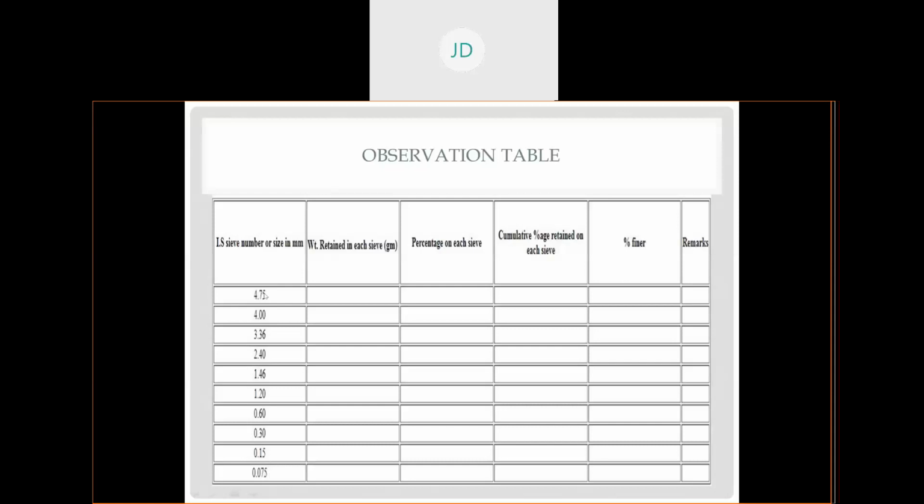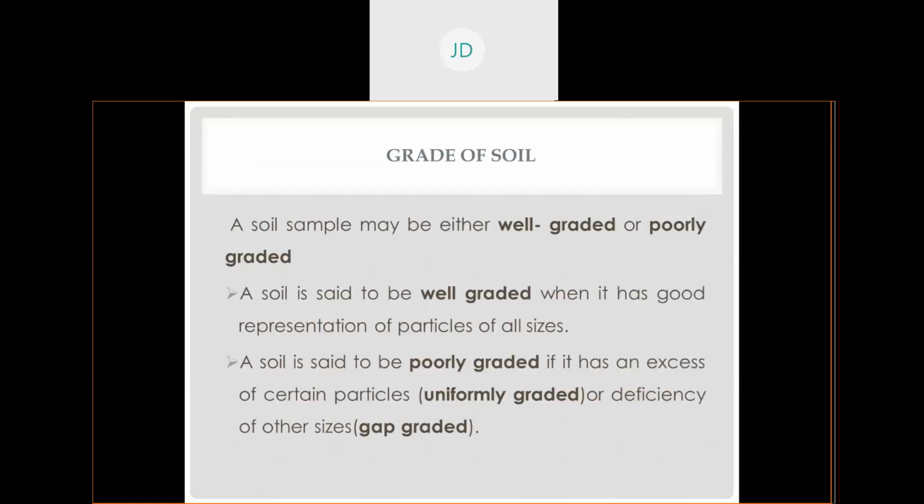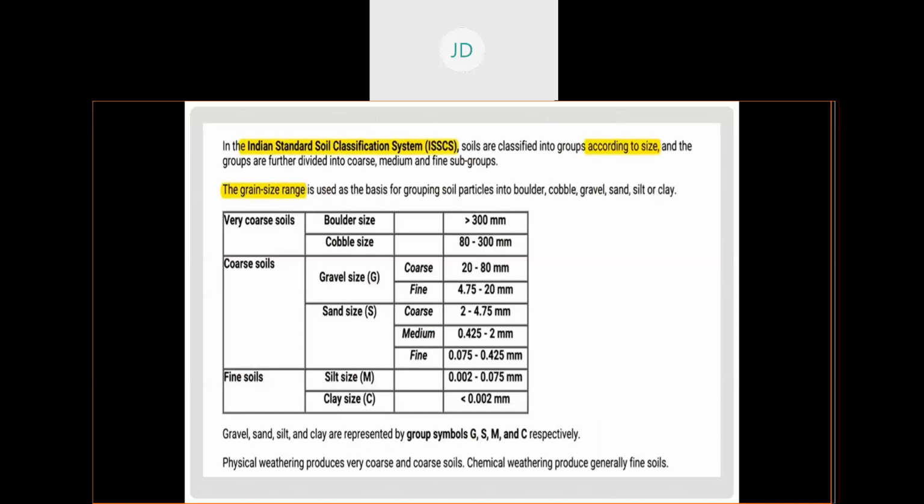Just remember these: 2, 4.75 and 0.075. Okay, I'll go back to the last table here. Now if I go for sieve analysis of coarse grain soil, we need to collect the soil which is actually coarse grain soil.